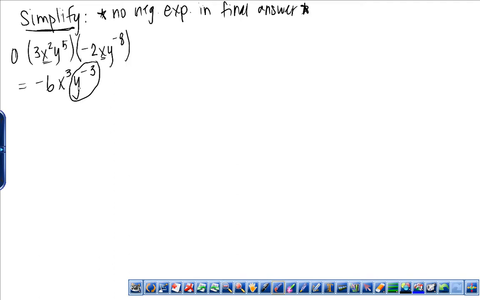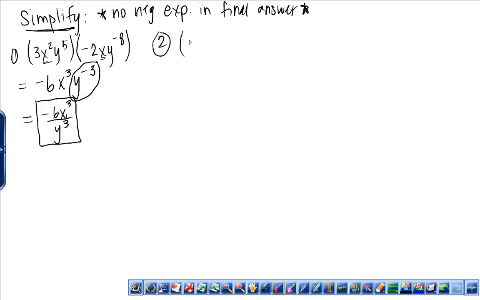So if I want to make this positive, since this is on top, the only thing I need to do is move it to the bottom of the fraction. So my final answer would be negative 6x cubed over y cubed. And just moving it to the bottom makes it positive. And that'd be my final answer.